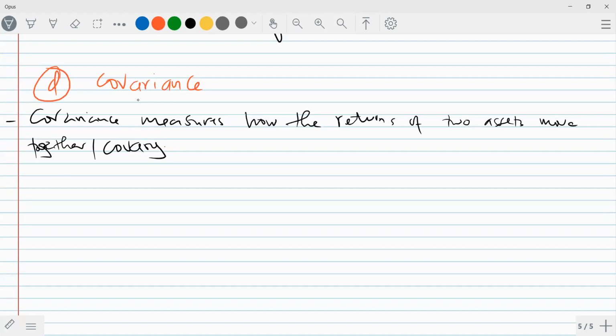It is a measure of how the return of, if the return from asset A is increasing, what is happening to asset B? If asset B returns are decreasing, what is happening to the return of asset A? So the covariance is a measure of how the relationship of the returns of the different assets move together. That's called the covariance.